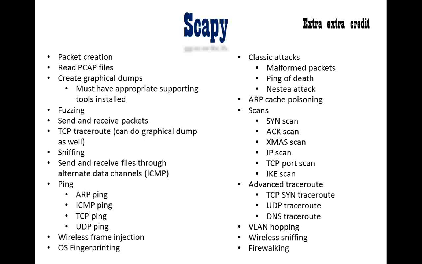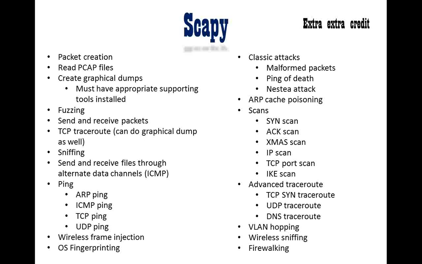You can do fuzzing, you can send and receive packets, TCP traceroute, and you can do a graphical dump of that as well, sniffing, send and receive files through alternate data channels, that may not be the right term, but I did it through ICMP. You can ping, ARP ping, ICMP ping, TCP ping, and UDP ping, wireless frame injection, OS fingerprinting. You can send a classic attack of malformed packets, ping of death, and that NEST attack, even though I don't think I've heard of that one. I just copied this from my Scapy page.